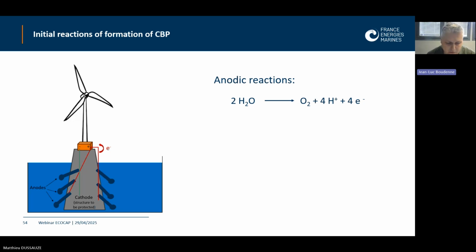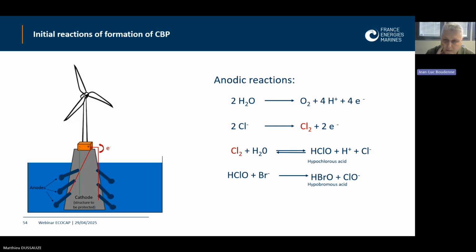The intended oxidation reaction on the impressed current anode is oxygen liberation, as we can see. However, another unwanted reaction occurs in the presence of chloride that leads to the generation of chlorine. In water, chlorine is quickly transformed into hypochlorous acid. And in seawater, when bromides are present, hypochlorous acid is transformed into hypobromous acid.